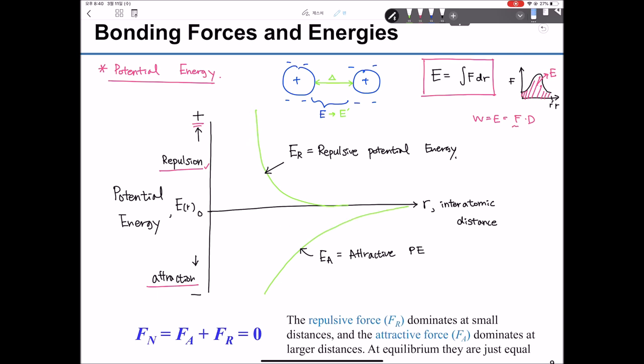Okay, let me redraw this. I want to be more dramatic. Something like this. Okay, so when you have this net energy, so this is net energy.